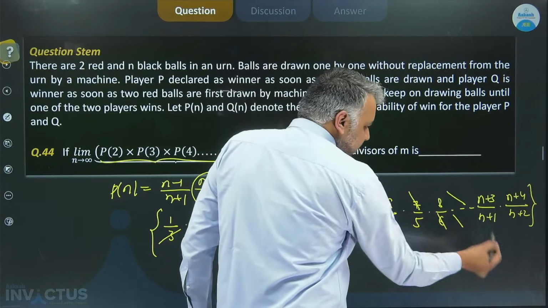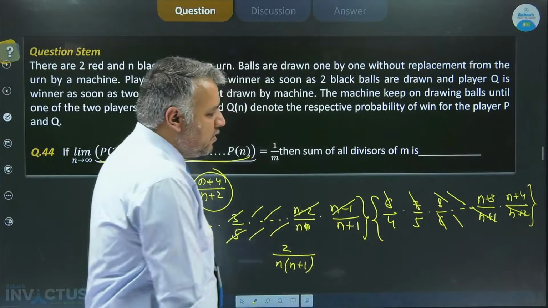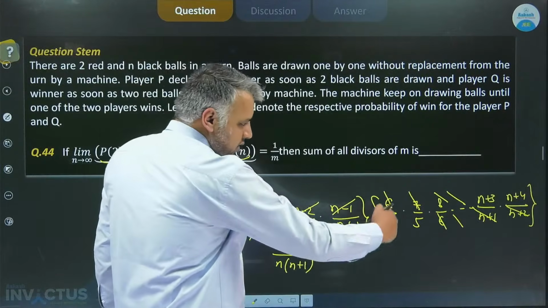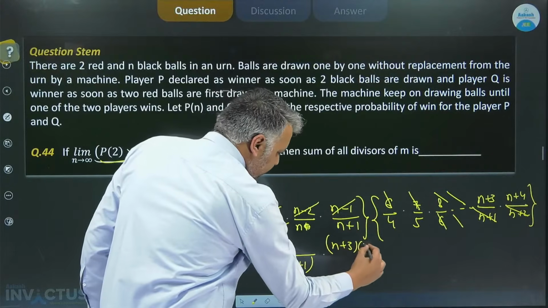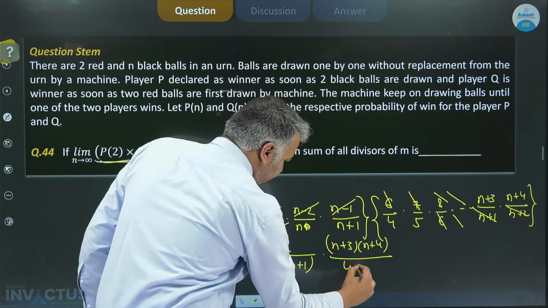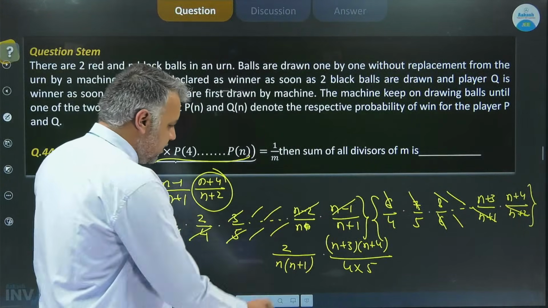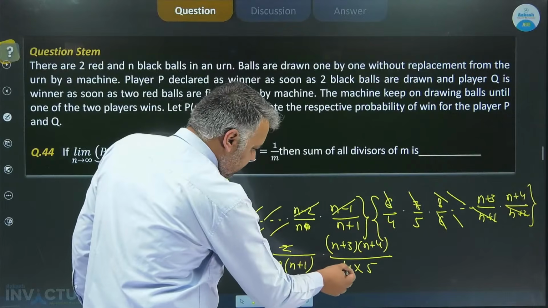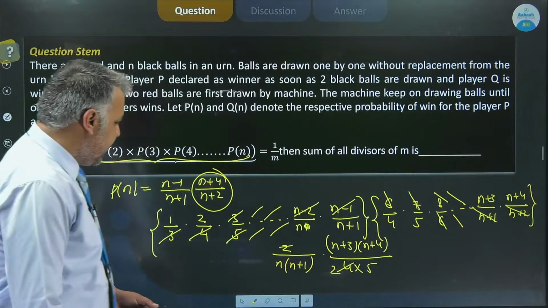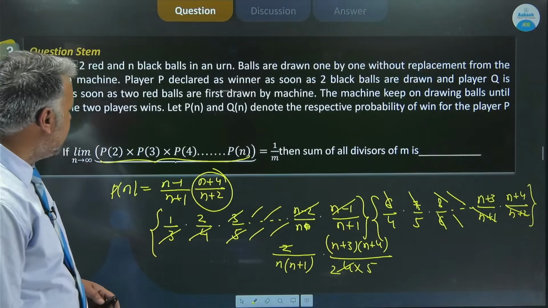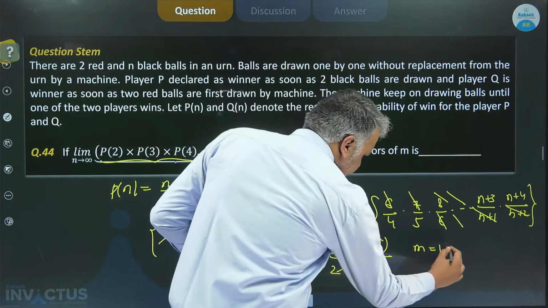So this numerator will cancel out this. Again, before this, that will cancel out n plus 1. So again we'll get 2 terms in the numerator, 2 terms in the denominator. This will be n plus 3 into n plus 4 divided by 4 into 5. So again, if we apply n tending to infinity, cancel out this. So we are getting 1 by 10. This product is given 1 by m, so m must be equal to 10.